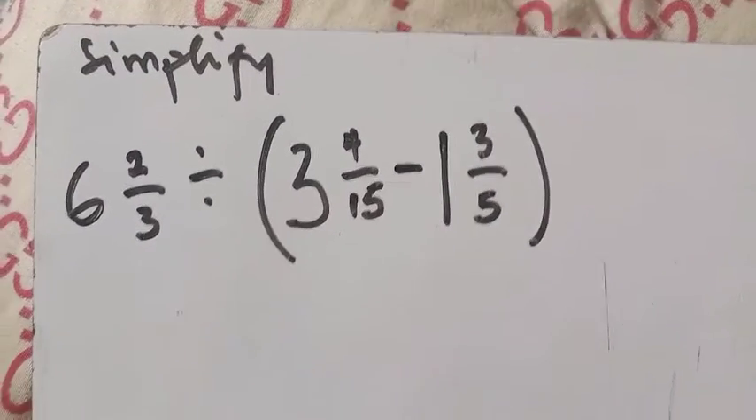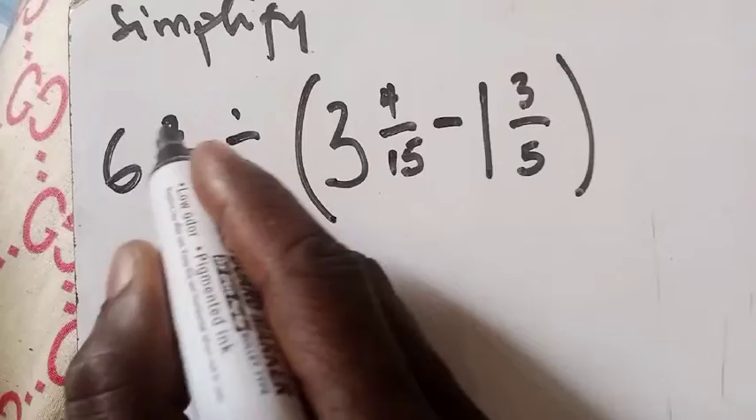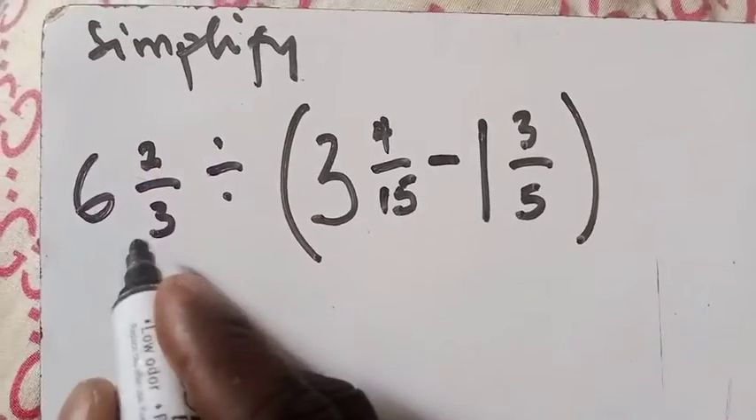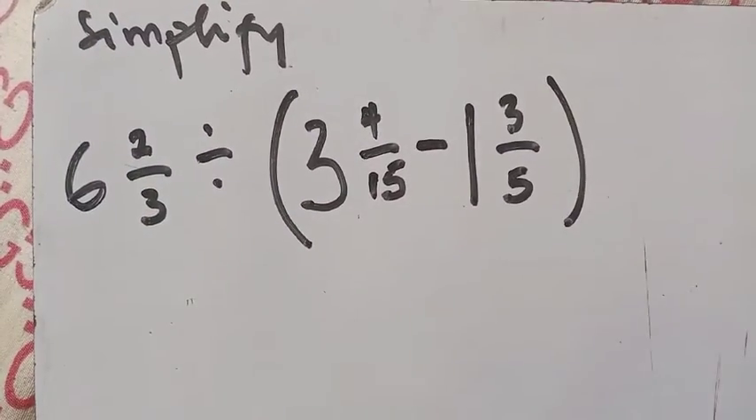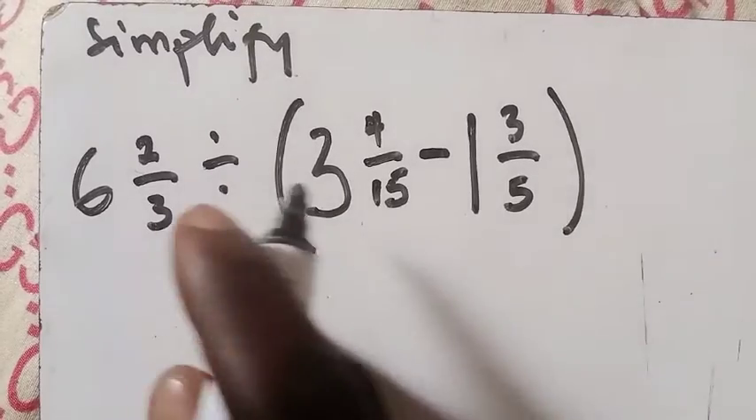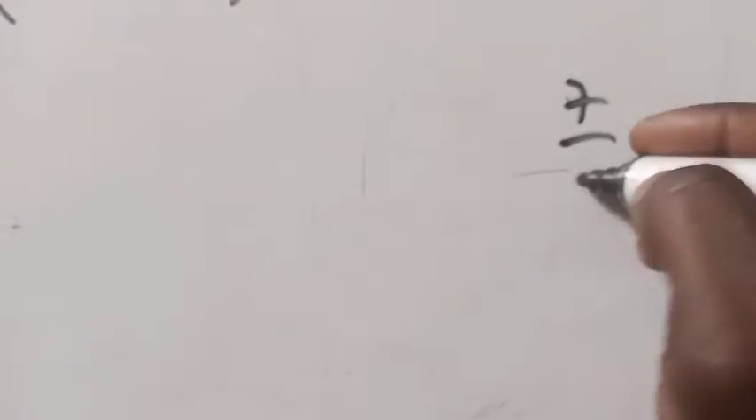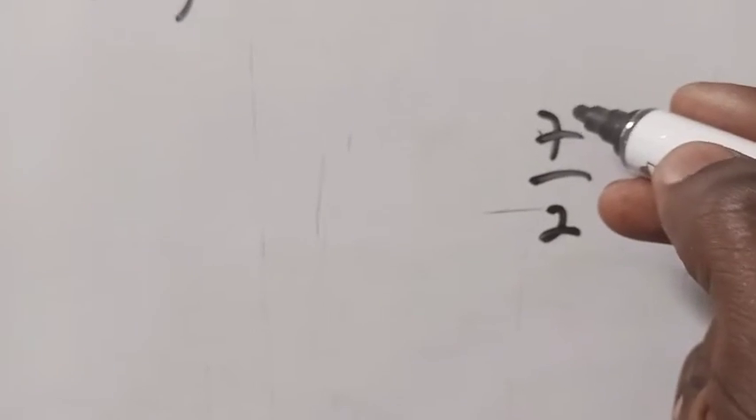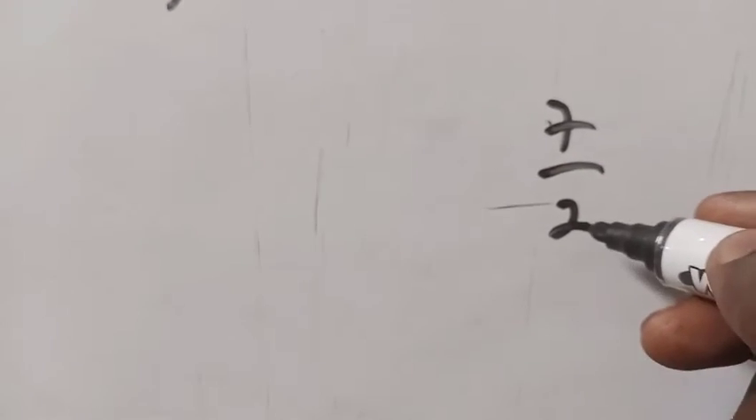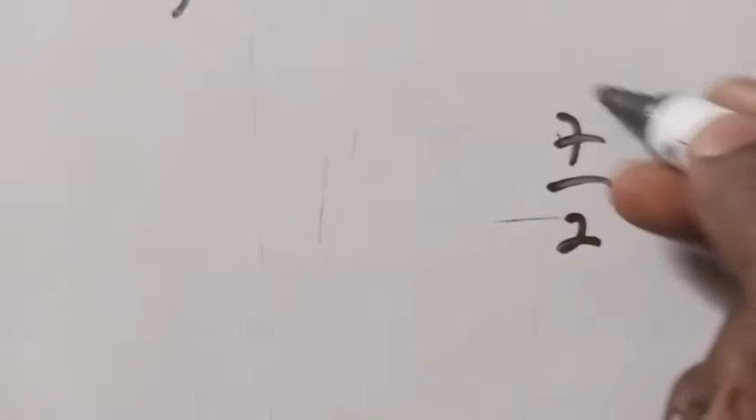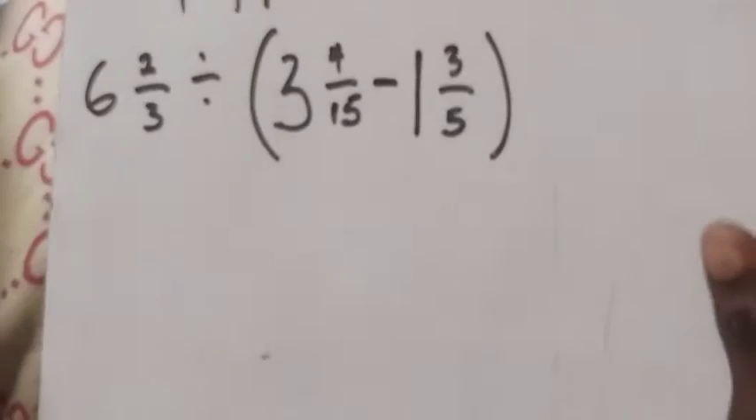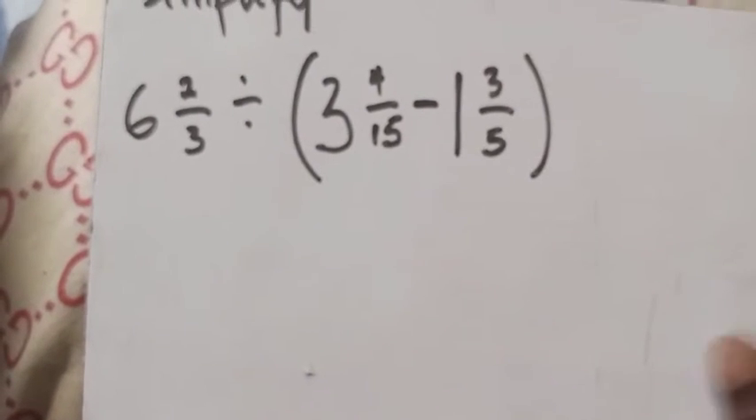Perfect. Now you can see that this one here is a little bit complicated. You have to change this to an improper fraction. If you don't know what that is, it's just that the number at the top is bigger. This is what we call an improper fraction, 7 on 2. The number at the top is always bigger than the one at the bottom, like a small boy being carried by a big man. Now let's see how to convert this one.